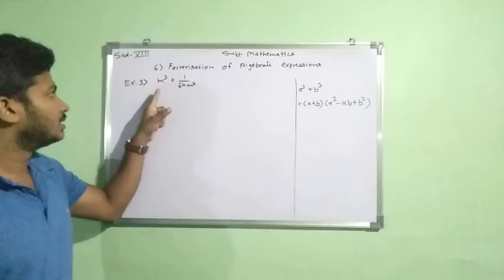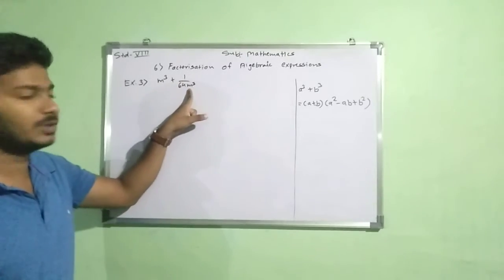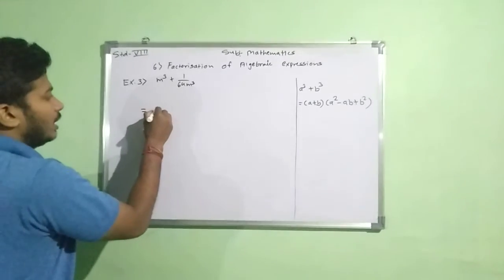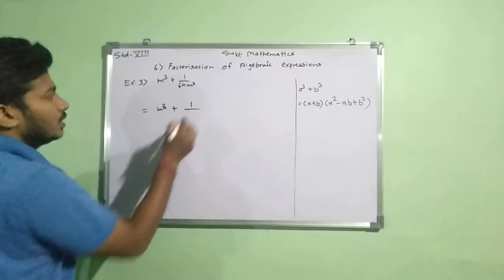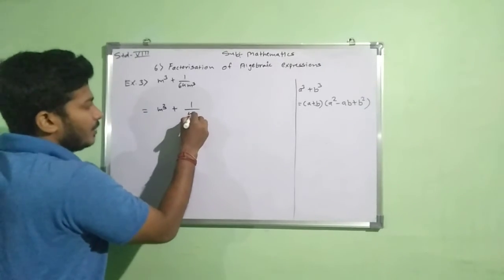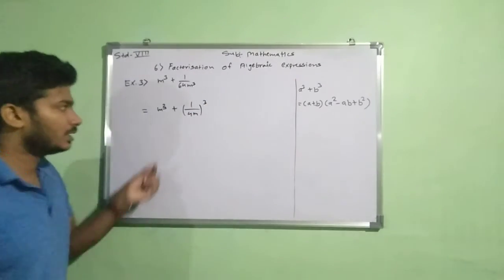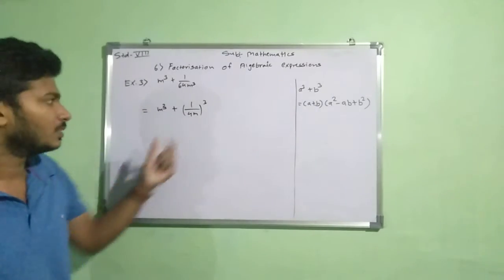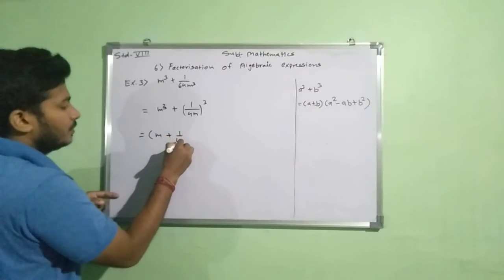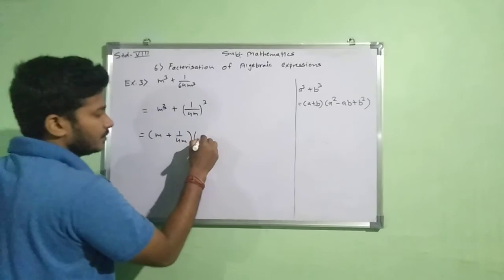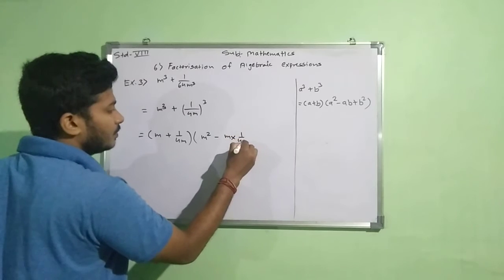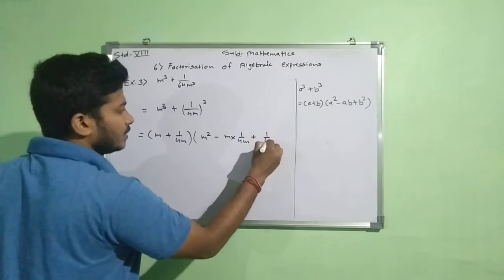This is example number 3. We have to find the factor of m cube plus 1 upon 64 m cube. Okay. Now again we have to write in the form of a cube plus b cube, which is equal to m cube as it is, plus 1 upon, that 64 is a cube of 4, so we have to write (4m) cube. Now we can compare that example with a cube plus b cube, and the expansion will be in the first bracket addition of both terms, m plus 1 upon 4m, and in the other bracket square of first term minus multiplication of both terms, that means m into 1 upon 4m, plus square of second term.